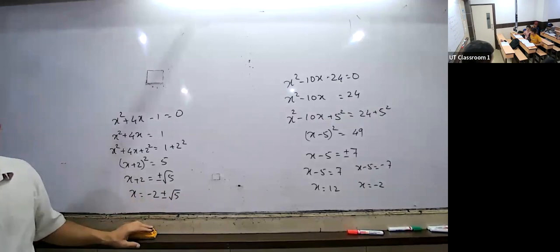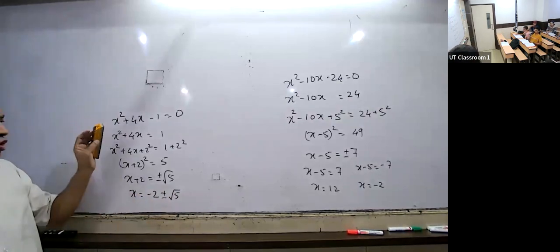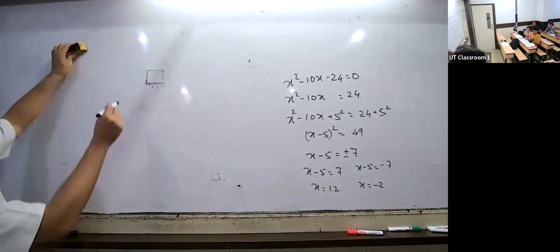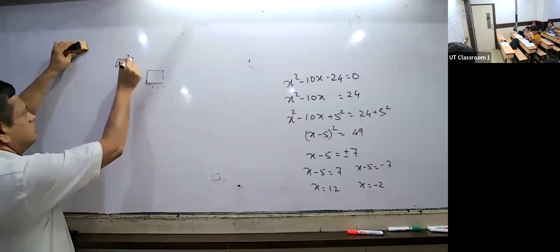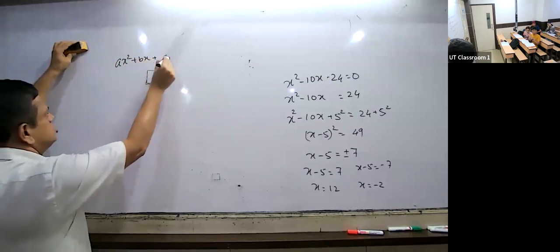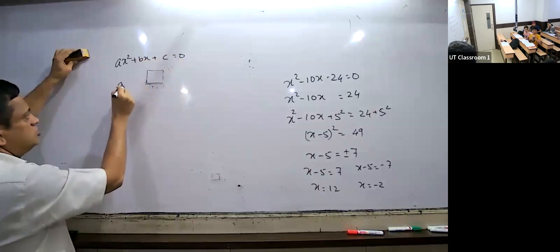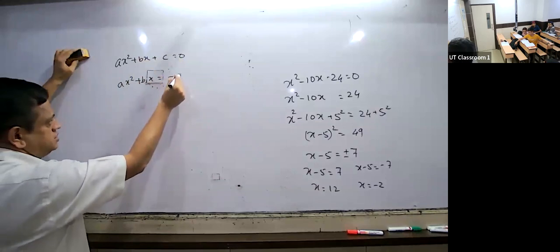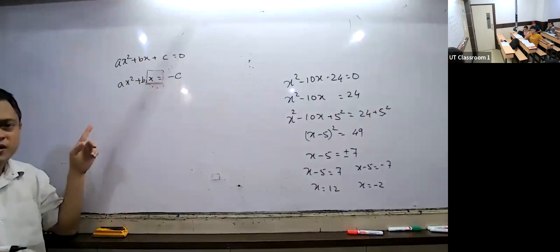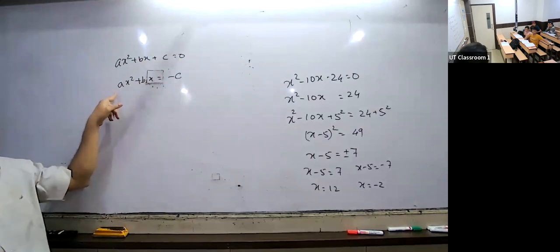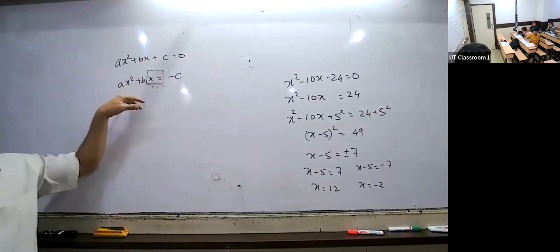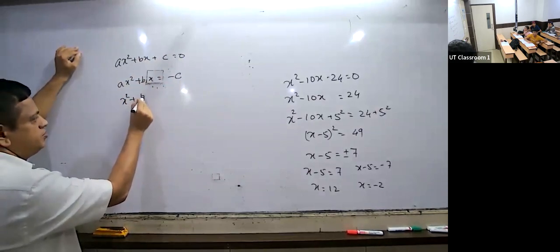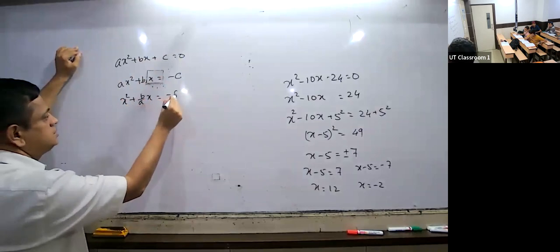Now, is it clear? Yes, sir. Okay. Now, this process is not required. Why I have shown this: look here, we have the quadratic equation ax square plus bx plus c is equal to 0. The same process I am going to do: ax square plus bx is equal to minus c. To apply this, first I will divide throughout by a. So x square plus b by a x is equal to minus c by a.